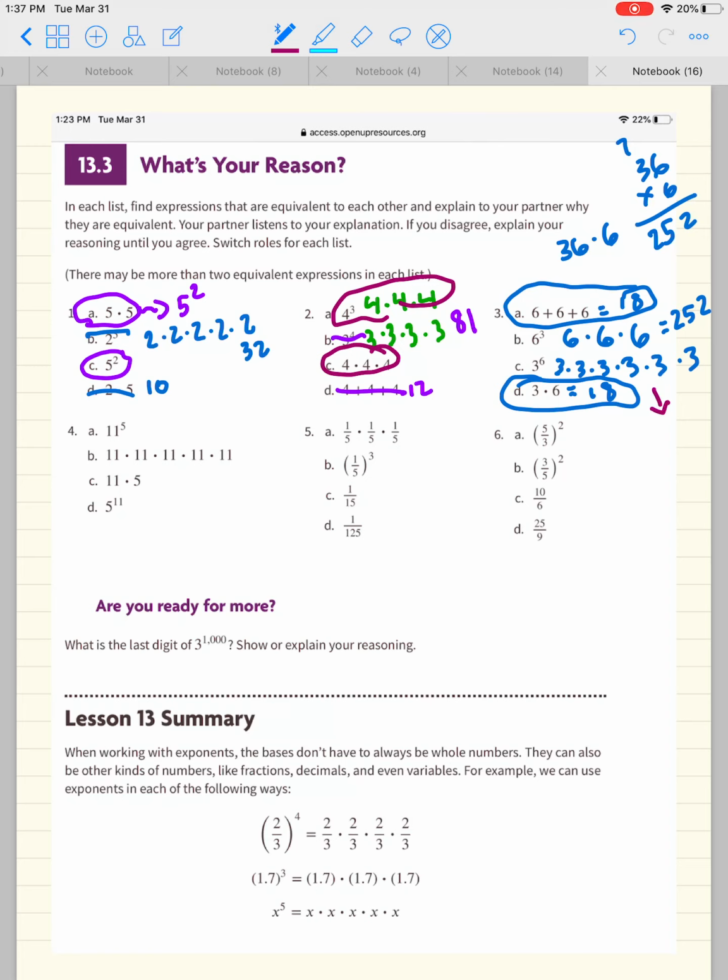3 times 3 is 9, times 3 is 27, times 3 is 81, times 3 is 243, times 3 is 729. So those do not match. Okay.